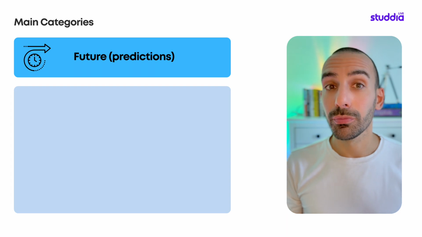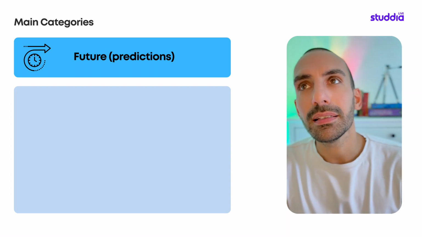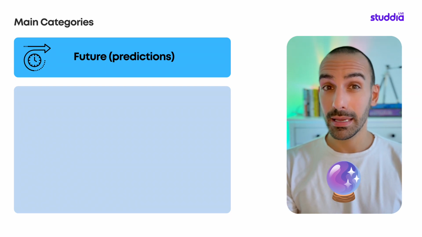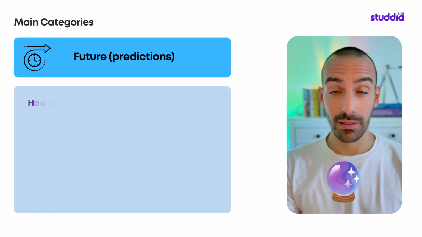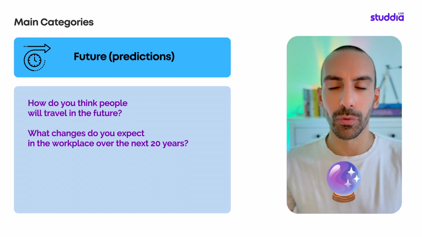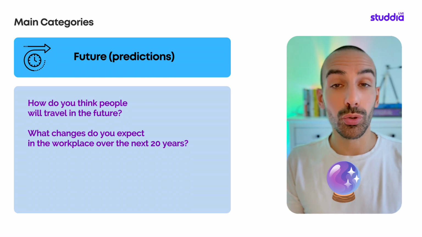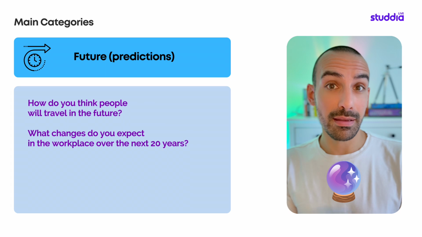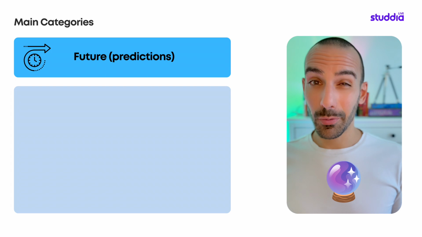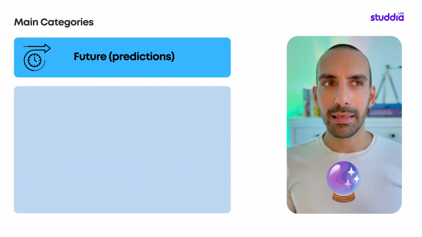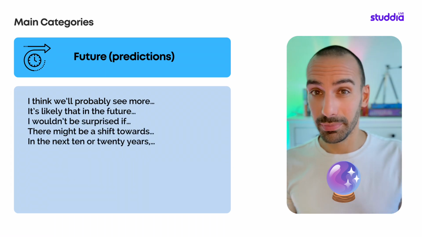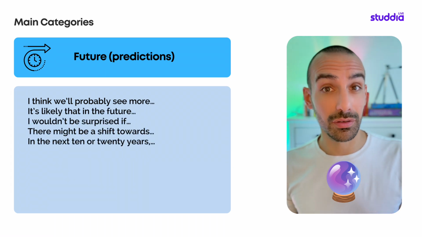Then we have future prediction questions. These are designed to see how well you can speculate and talk about possible developments. You might hear a question like, how do you think people will travel in the future? Or what changes do you expect in the workplace over the next 20 years? Here, your language needs to reflect that you're not talking about facts. You're talking about possibilities and different levels of certainty.